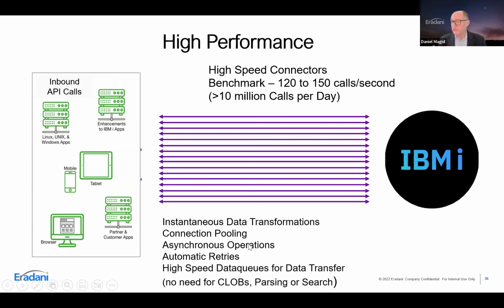We use connection pooling so that if a request is using a connection, the next request can use a different connection, so you can handle multiple simultaneous requests. It can do asynchronous operations, so you can send out lots and lots of requests. You don't have to wait for one to finish before the next one starts. And if a request fails, it can automatically retry for you. And it's doing all the data transformations and all the data transfers using IBM i in-memory data queues, so you don't have to worry about all that writing to the database and reading from the database. It's all very, very high speed.